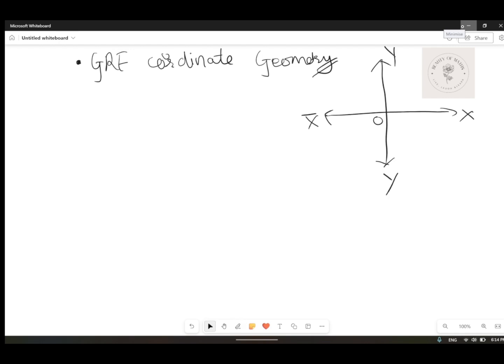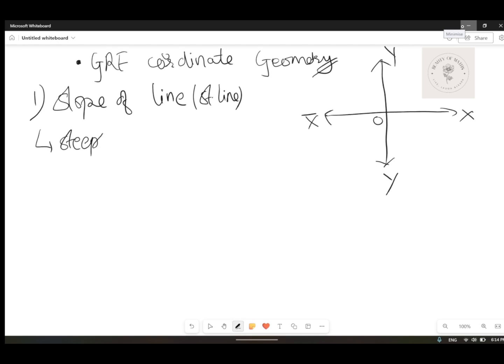So, first of all, we're going to study the slope of a line. And whenever I refer to a line, please remember it's a straight line. Okay, so what is the slope of a line? Slope of a line is the steepness of the line. How steep is that line?